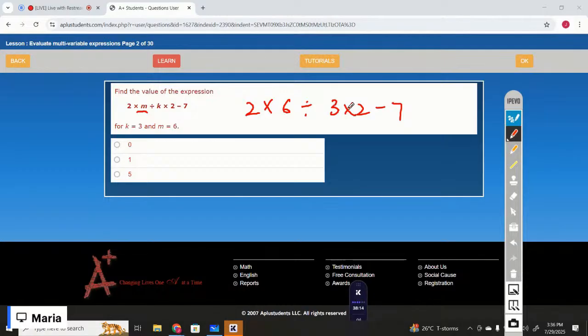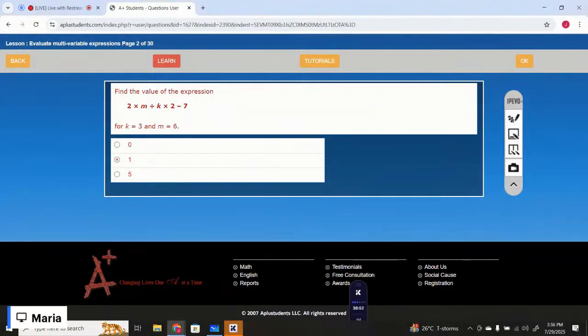Multiplication and division are on the same level, but you will always have to perform division first. So divide first. 6 divided by 3 is 2. Now we have 2 times 2 times 2 minus 7. Do the multiplication first, going from left to right. 2 times 2 is 4. Now 4 times 2 is 8 and 8 minus 7 is 1. Option number 2 is the correct option. That would be 1.